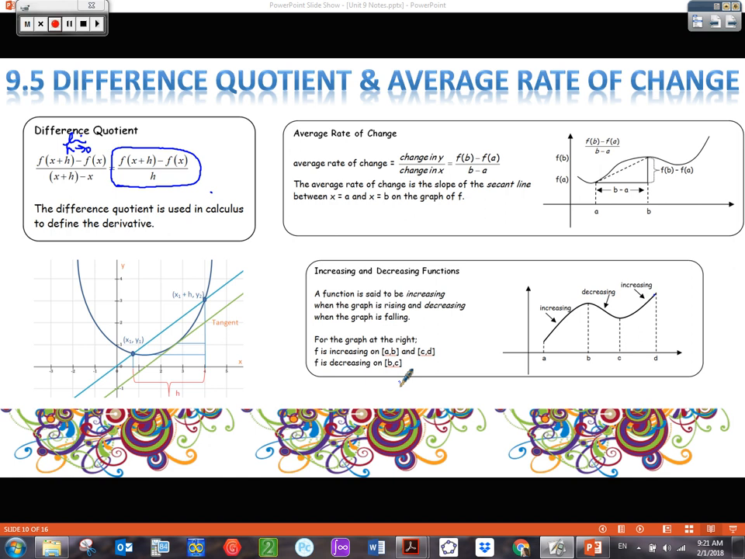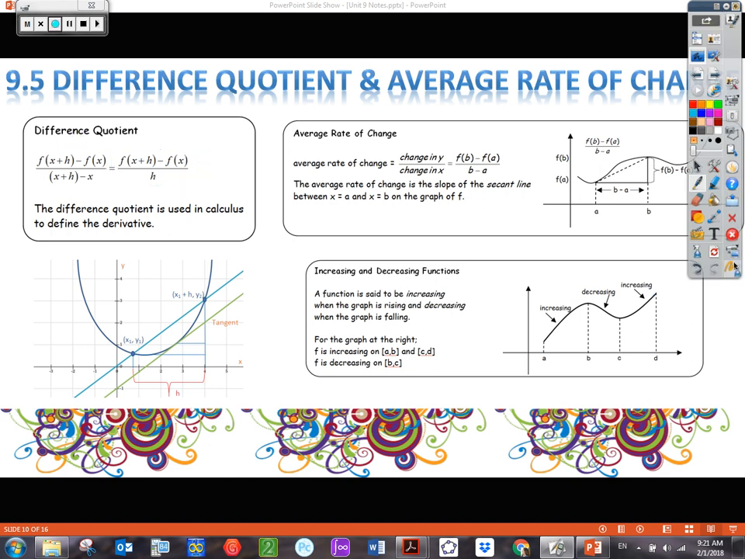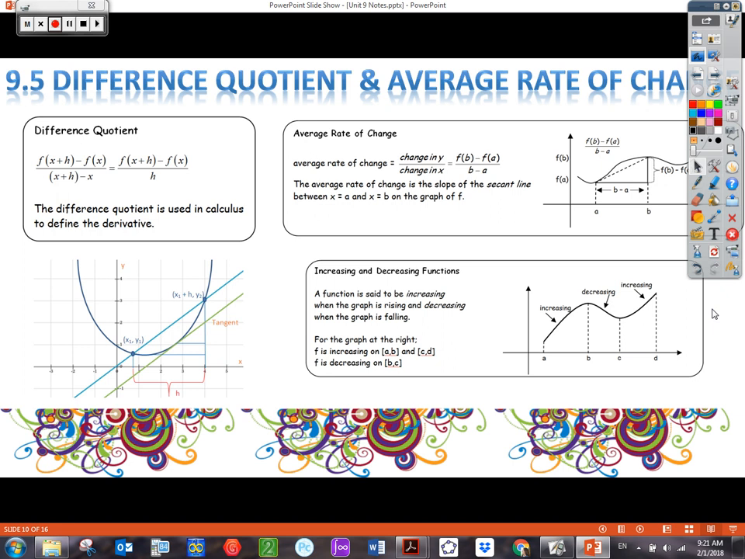And that is the increasing and decreasing. So those are the topics that we're going to be looking at today. Are there any questions so far? Okay, we just have a few examples on the next slide to work through. So let's go over there.